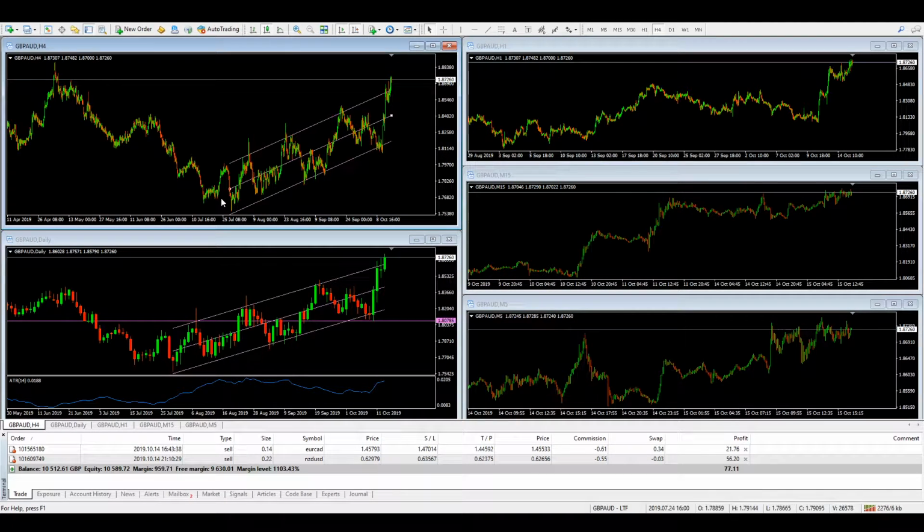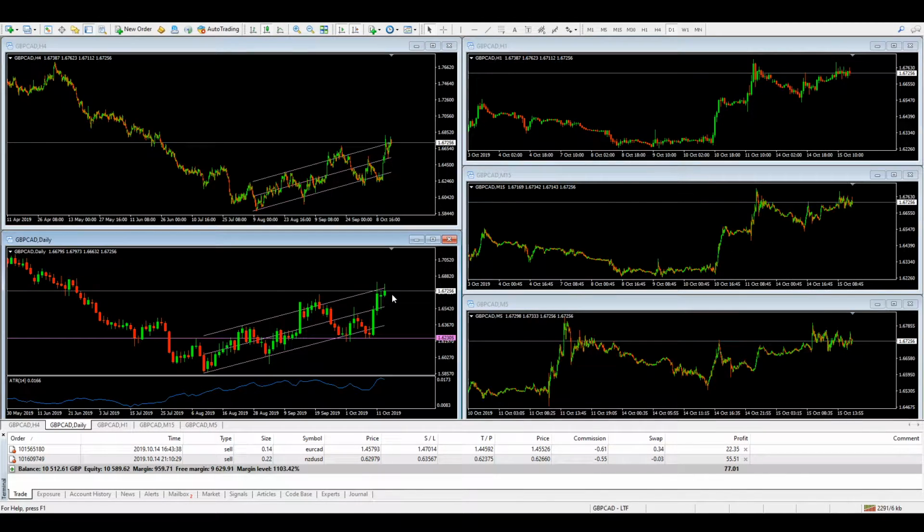GBP AUD, again, pound strength has meant that a lot of these are a bit too overextended at the moment to consider going long on. It needs to find some value, so this needs to pull back, find some support around these types of levels and show signs of reversal to potentially go long on this. But this is just too expensive to buy at the moment, so pass on that.